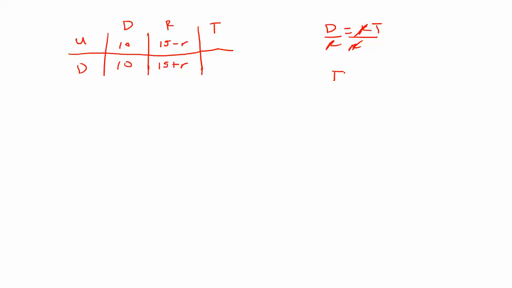Therefore, we're going to set this up as time equals distance over rate for each one of those. So for upstream, we have 10 over 15 minus R. For downstream, we have 10 over 15 plus R. So now, time upstream, 10 over 15 minus R, plus the time downstream, 10 over 15 plus R, equals the total amount of time of 1.5 hours.